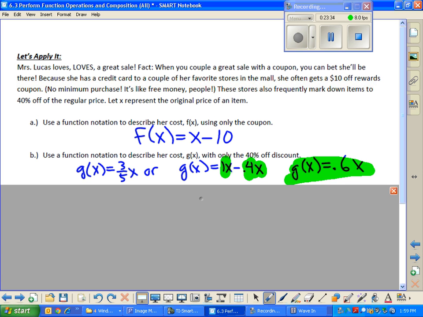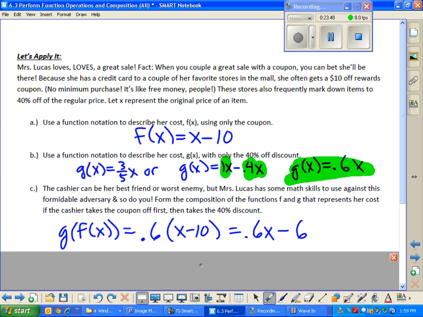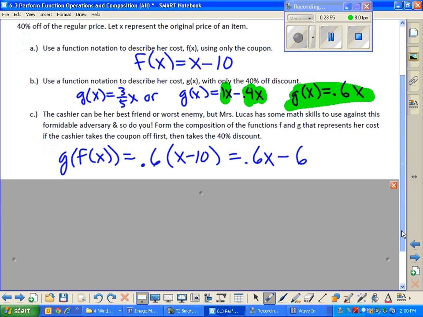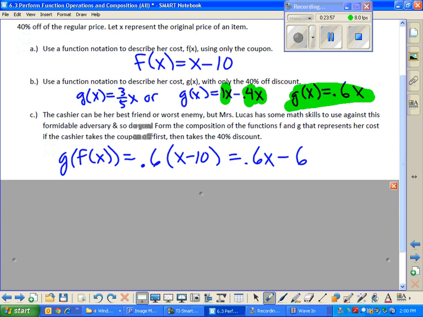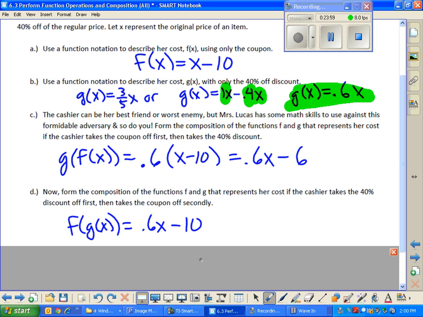Now, the question I keep getting is, do I do g of f of x or f of g of x? Well, in part C, you're asked to take the $10 off first, which means f of x is the function that you're going to plug into g of x. Hence, you do g of f of x. So that should be your function for part C. And then for part D, as I walked around, I saw 0.6x minus 10.